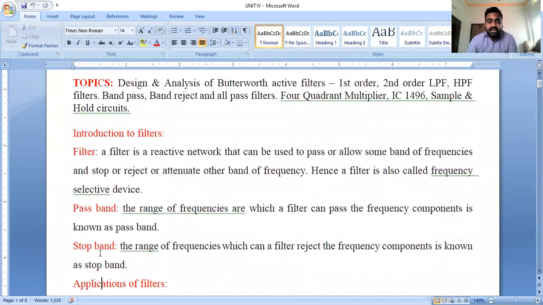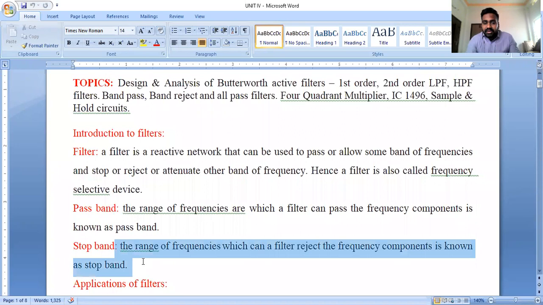Coming to the second technical term, that is stopband. That means a range of frequencies where the filter can reject the frequency components is called the stopband. That means rejecting frequency components up to a specific range. These are the two technical terms which we have to know when we are discussing active filters and Butterworth filter analysis.